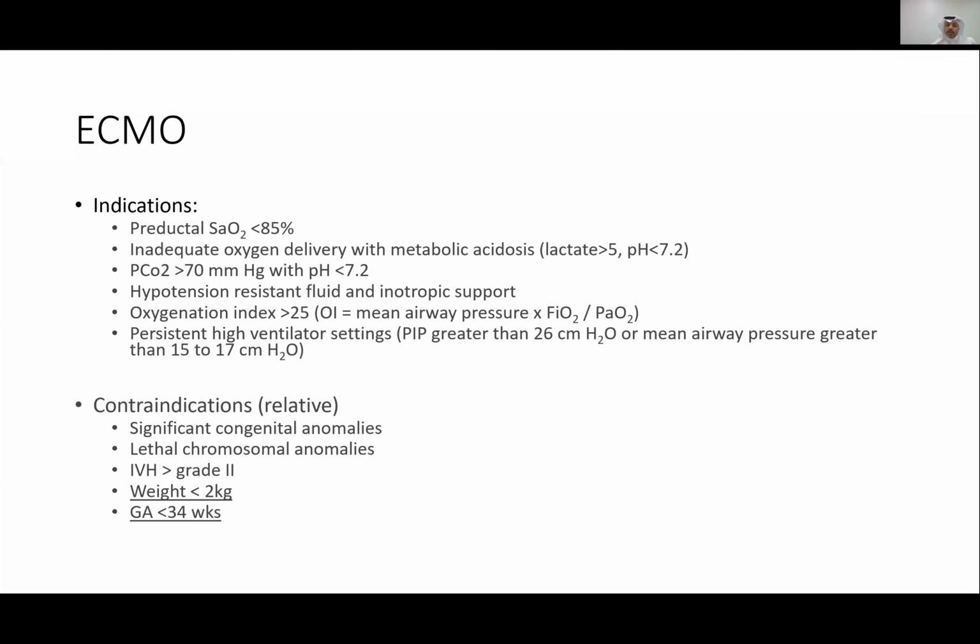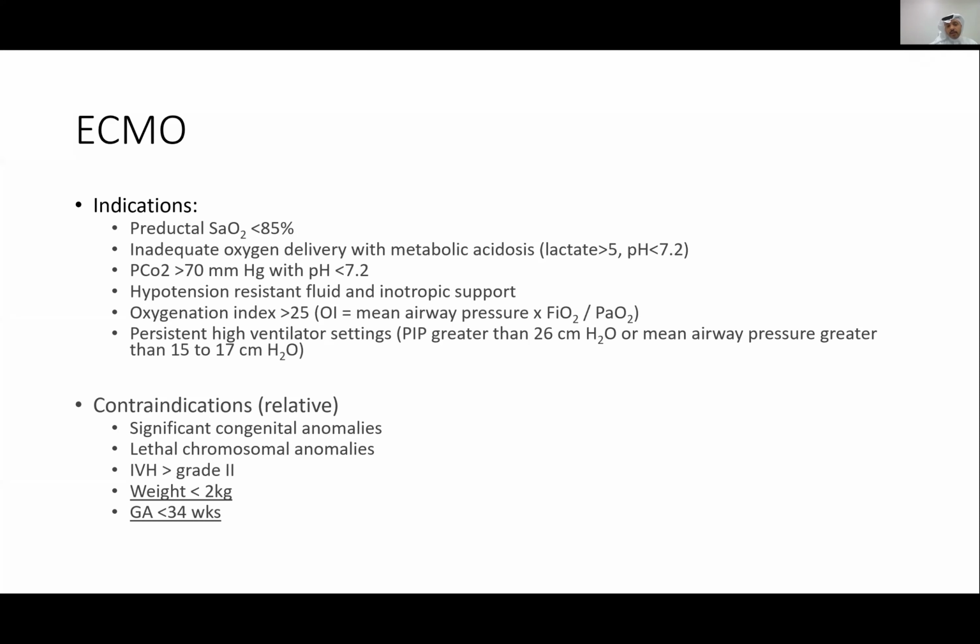Oxygenation index is very good, and I recommend all of you to calculate oxygenation index for all of your CDH patients. It's a good exercise and keeps you understanding how bad or how well this patient is doing. But an oxygenation index that is more than 25 basically is an indication to consider ECMO. Persistent high ventilatory settings, and we spoke about that.